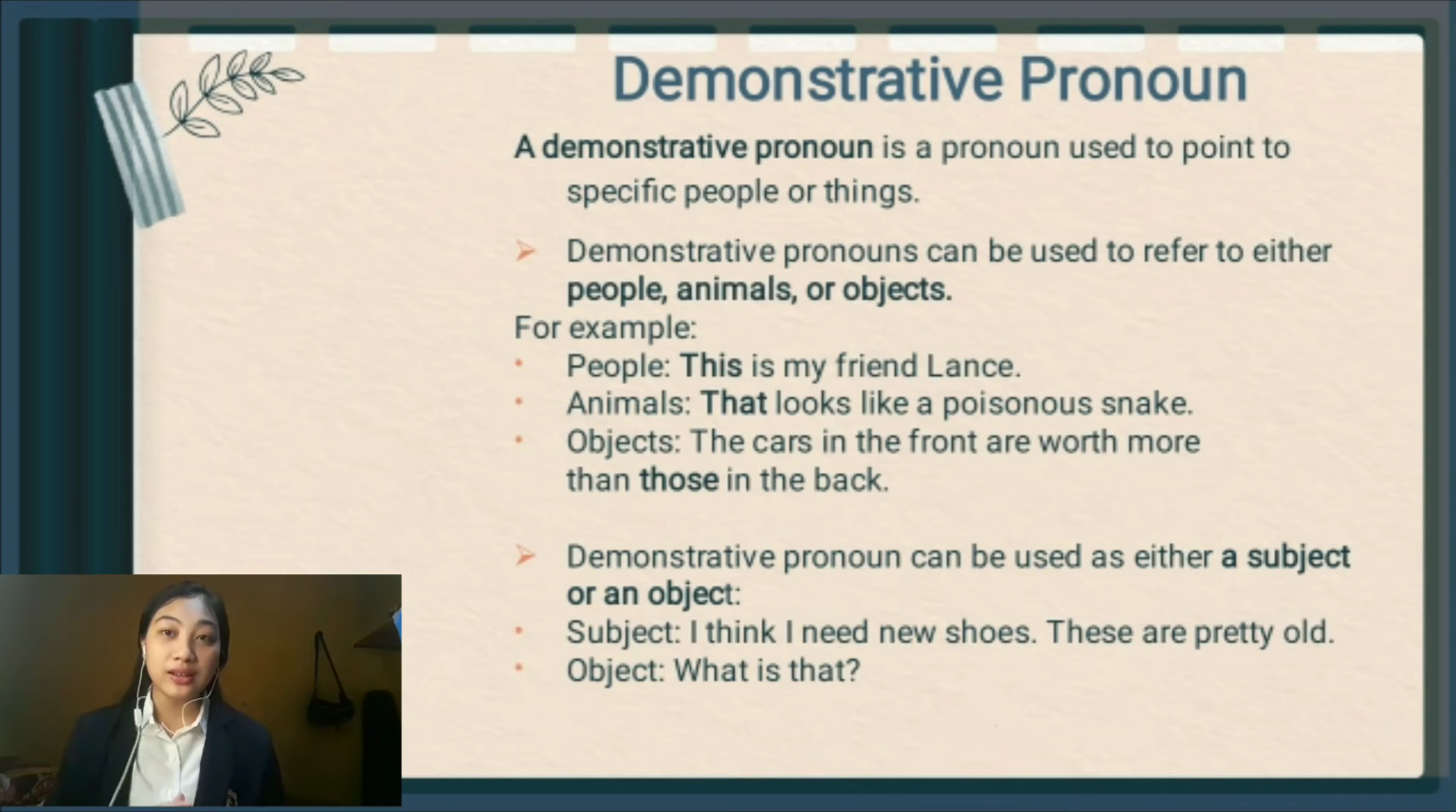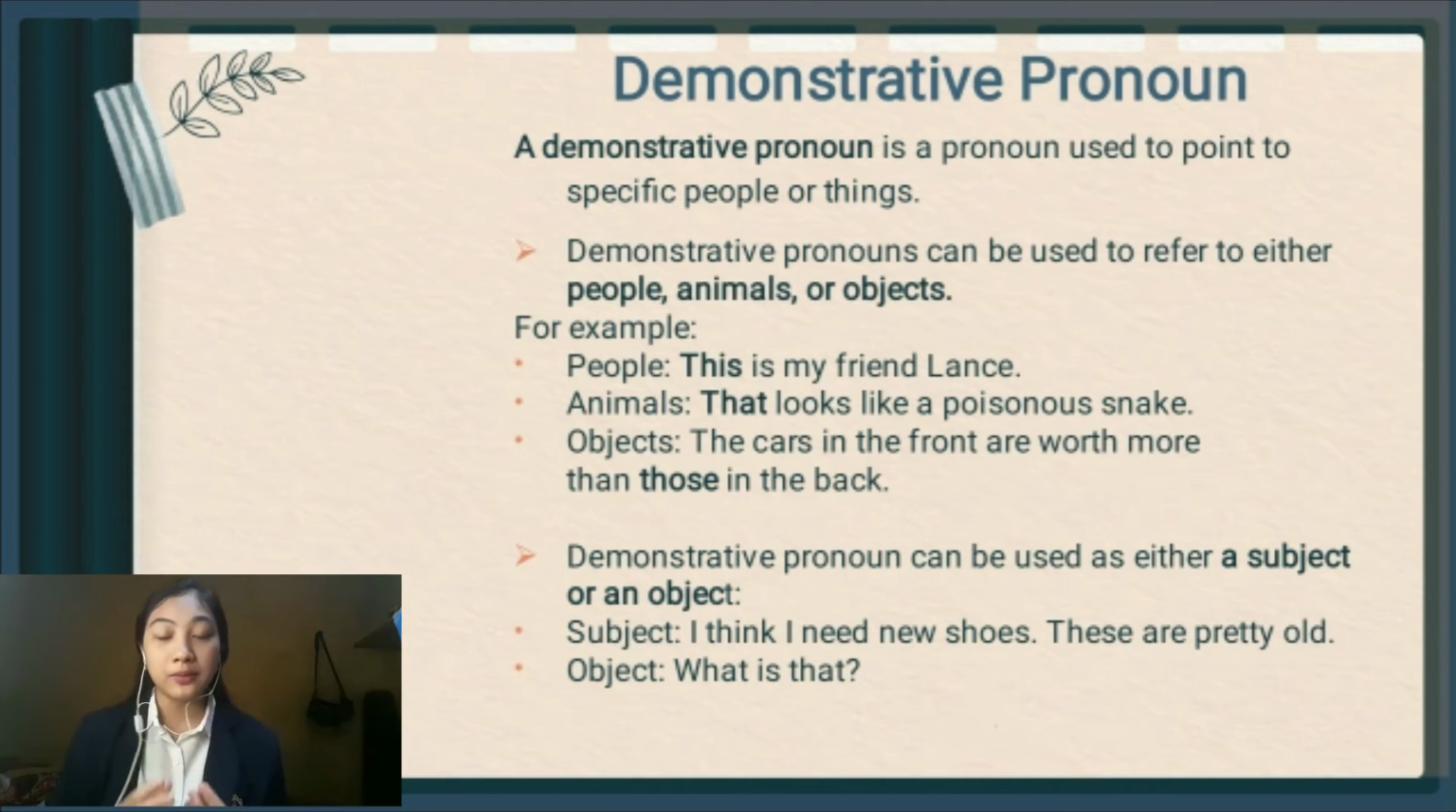The next material is demonstrative pronouns. A demonstrative pronoun is a pronoun that points to specific people or things. For example, there is a chair right next to you and a chair across the room from you. When talking about the chair nearer to you, you can say, this is a chair. When talking about the chair far away from you, you can say, that is a chair.